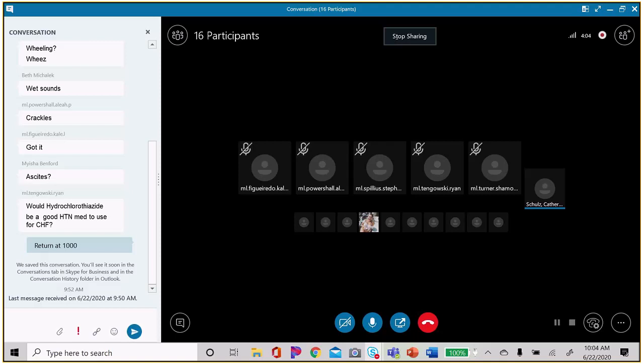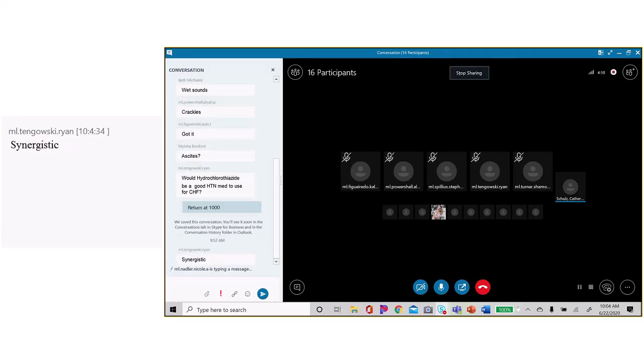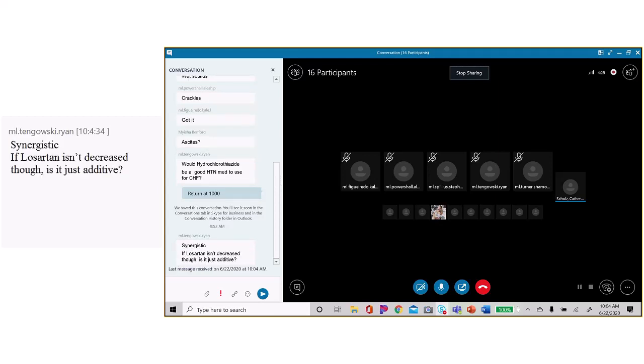What kind of drug relationship does hydrochlorothiazide have with losartan? Correct, it's synergistic. That's correct, because then we know if I can lower the dose of one of them, then it is synergistic. It's helping one of the medications work better. If losartan isn't decreased, it's actually kind of dangerous for the patient because it will still be synergistic. So that means the patient might experience a decrease in blood pressure below what we want it to be because it'll still be synergistic no matter what.